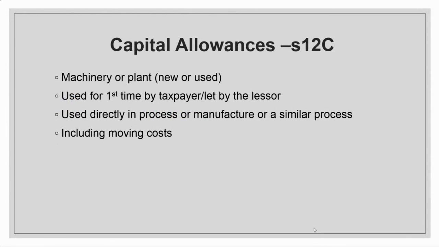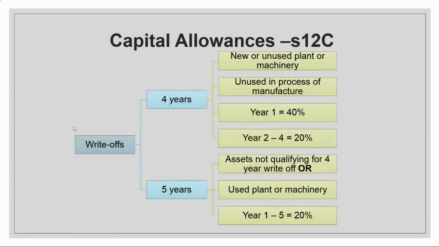Now section 12C relates to new or unused. This is very important, new or unused, because used they have a different percentage. So that's machinery you've brought into your business for the first time, and that includes the moving cost. Now for these ones, you are allowed to get a deduction of 40% in year 1, and then year 2, 3, and 4 is 20%.